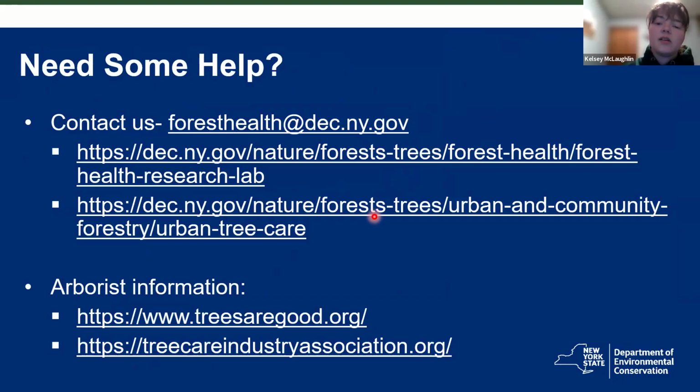That web page has really good information on how to mulch properly. It has information on how to prune properly, and then it also has information on how to find an arborist. And then some arborist information. There's ISA certified arborist at treesaregood.org. This one actually has where you can put in your zip code and it pops out a list of arborists. So that's really useful if you do need help with tree work. And then the Tree Care Industry Association also has a website that has information on how to contact their arborists.